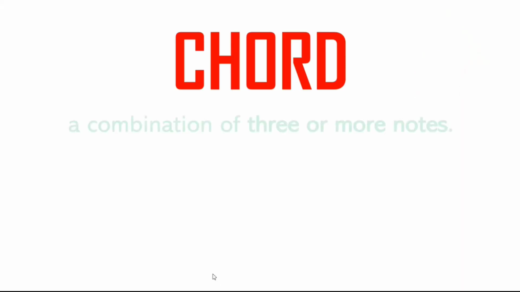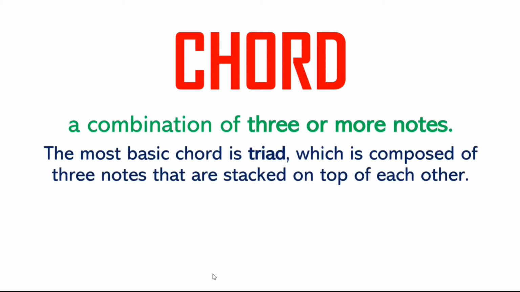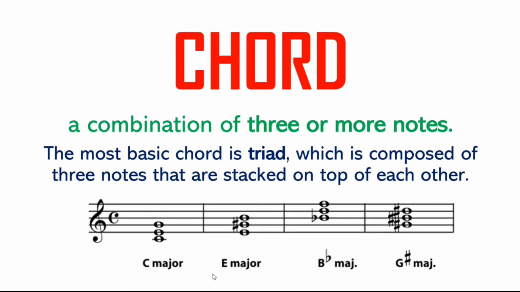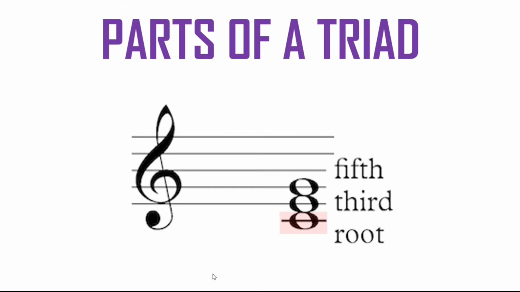A chord is a combination of three or more notes. The most basic chord is called a triad, which is composed of only three notes that are stacked on top of each other, like this. Triads are built in three parts: the root, the third, and the fifth. A chord is named based on its root. In this example, this is a C chord, since the root of this chord is C.